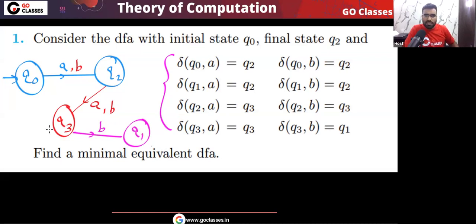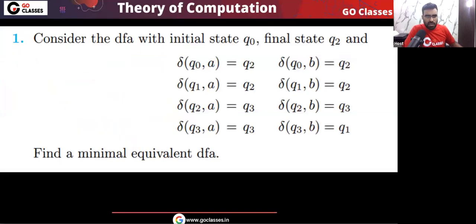Can I say that every state is reachable? Do you agree with me? Every state is reachable. Q1 on A goes to Q2. Very simple, this is the idea. So you can see there is no unreachable state. Because there is no unreachable state, now we will minimize this. Let's apply the partition algorithm, the Hopcroft algorithm.